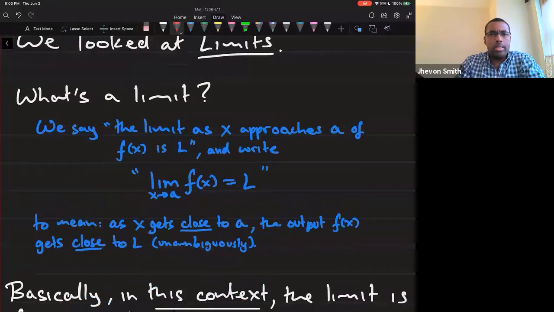So we say the limit as x approaches a of a function is equal to a value L to mean that as x gets close to a, your y value will get close to L. Your output of your function will get close to L. And it does so in an unambiguous way. So everyone should be agreeing that, yeah, that's what the function is doing.